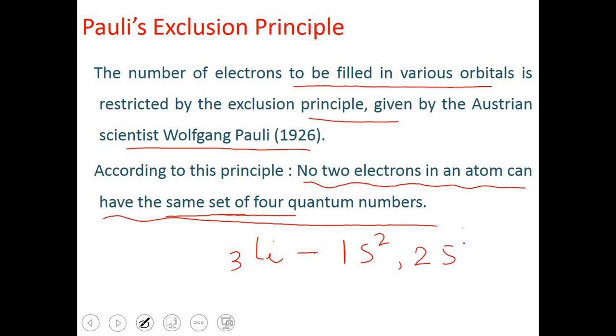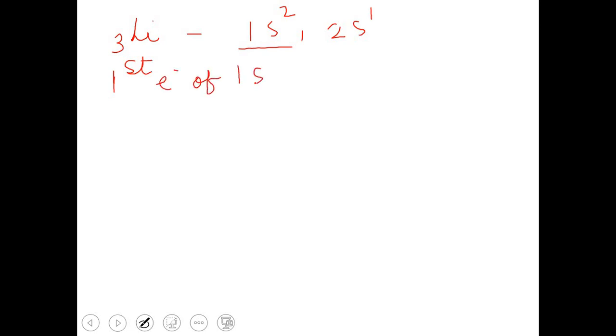Now I am going to explain Pauli's exclusion principle by taking the example of lithium. I am talking about the two electrons which are present in the 1s subshell. I am writing the electronic configuration again here so that it will be easy for you: lithium 1s2, 2s1. From this electronic configuration, it is clear that lithium has two electrons in the 1s subshell. I am talking about the first electron of the 1s subshell.